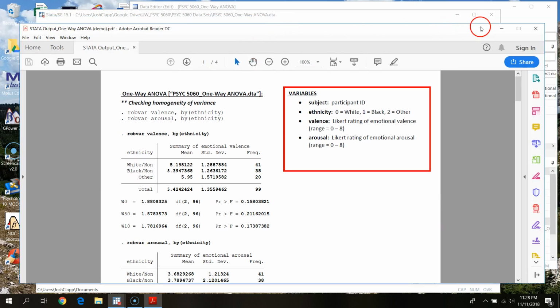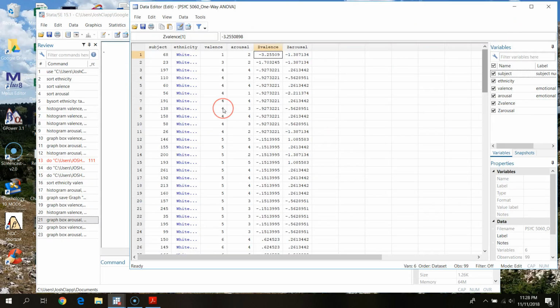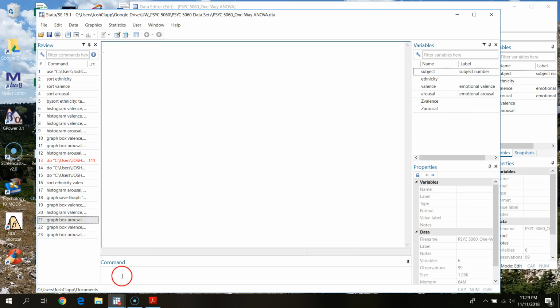Okay, so we minimize this. We have our data that we just went through and finished screening. Again, recall that we have differences in our sample sizes, ranging from 20 to 41. So differences there. Nothing too bad came up in terms of distributions or outlying values or things along those lines. But the one thing that we didn't do yet is check our homogeneity of variance test. And so we'll do that now.